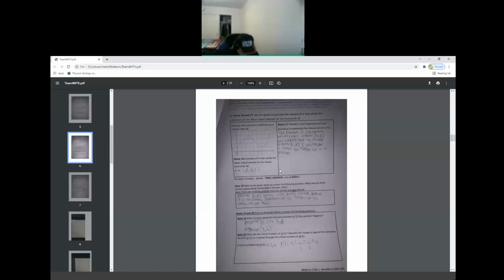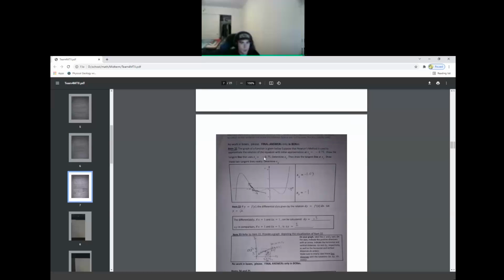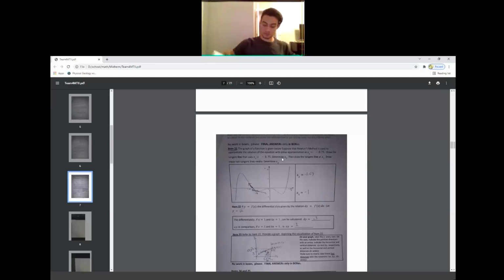Awesome. All right, so I'll go ahead and do 21. It says that the graph of a function is given below. Suppose that Newton's method is used to approximate the solution of an equation with initial approximation x1 equal to negative 0.75. Draw the tangent line that uses x1 and then determine x2. Then draw the tangent line at x2 and draw these two tangent lines neatly to determine x3.